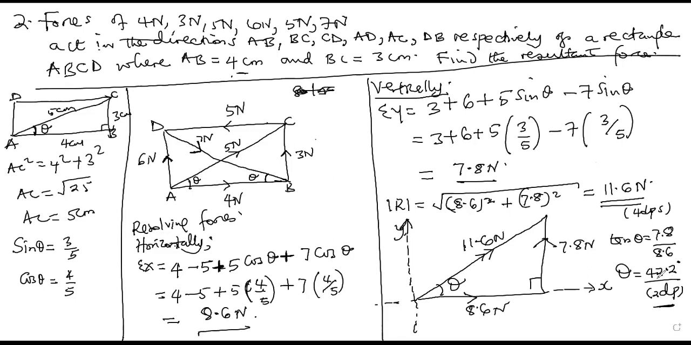So you will conclude and say the resultant of forces is 11.6 newtons acting in the direction of 42.2 degrees with AB upward. The resultant is 11.6 newtons acting in the direction 42.2 degrees with AB upward. Something like that will give you the answer.